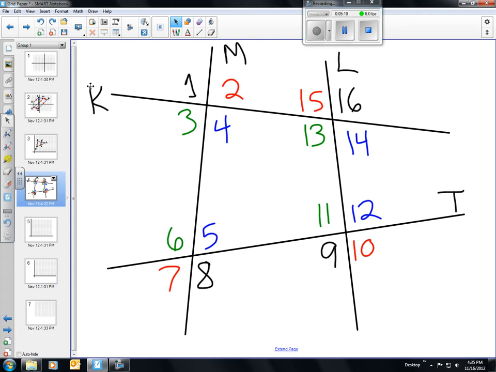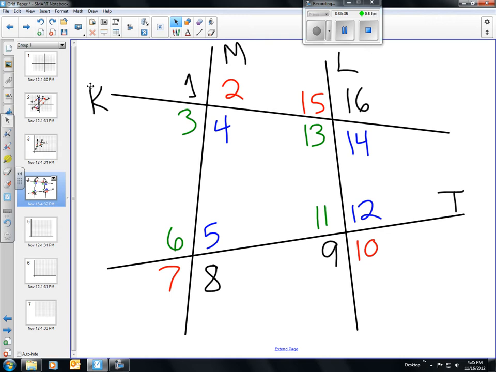Then you might be asked, what is a pair of alternate interior angles on line T? So you could say angles 5 and 9. You could say angles 8 and 11. And that would be all for line T. Then you might be asked, what's a pair of alternate exterior angles for line L? So you could say 15 and 10, or you could say 16 and 9.